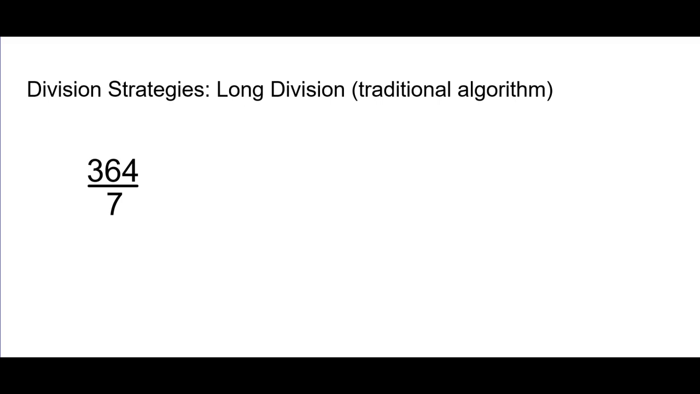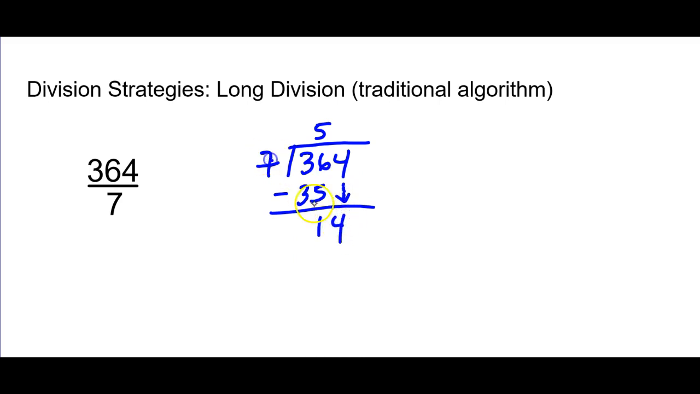So our first method we're going to look at here is the traditional algorithm. And so if I've got something like 364 divided by 7, remember a fraction is one way that we can show we want to divide. So I can rewrite this as 7 goes into 364 how many times? 7 goes into 7 won't go into 3, so it'd be 0 right here, but 7 will go into 36 5 times. 5 times 7 is 35, and I subtract that. I get 1 left over. I'm going to bring down that 4, and 7 will go into 14 twice. So 364 divided by 7 is 52. Oh, that's all written wrong. 52.